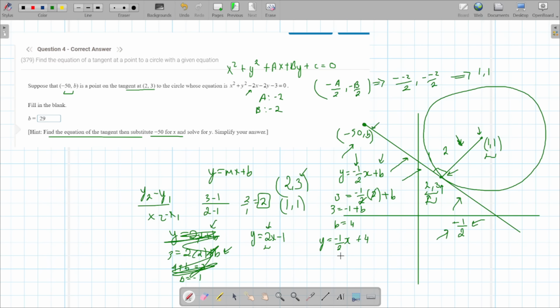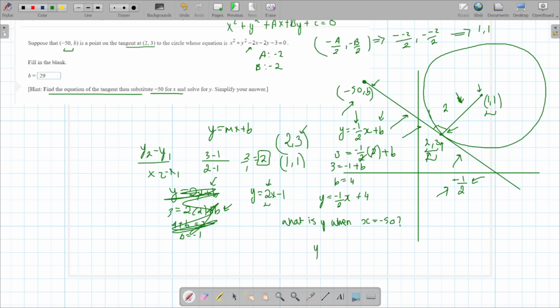Now, can I find the point? Yes, I can. Basically, we want what is y when x equals minus 50. Let's substitute minus 50 as my x. y equals minus 1 over 2 times minus 50 plus 4. Minus 1 over 2 times minus 50 cancels 50 with 2 becomes 25. Minus 1 times minus 25 is 25. Plus 4, you get y equals 29.